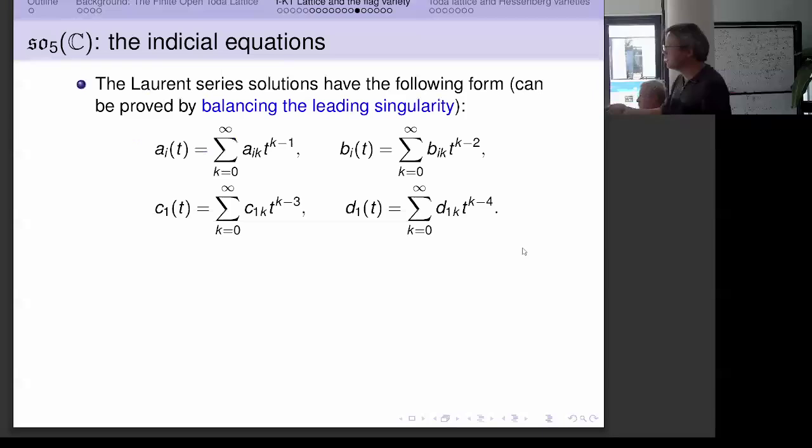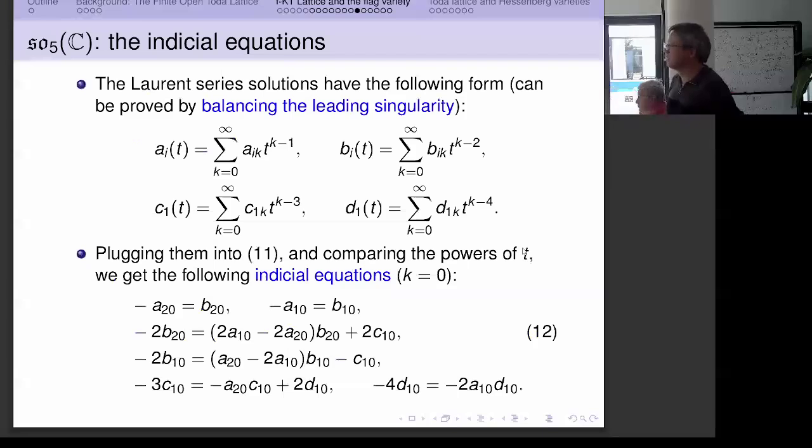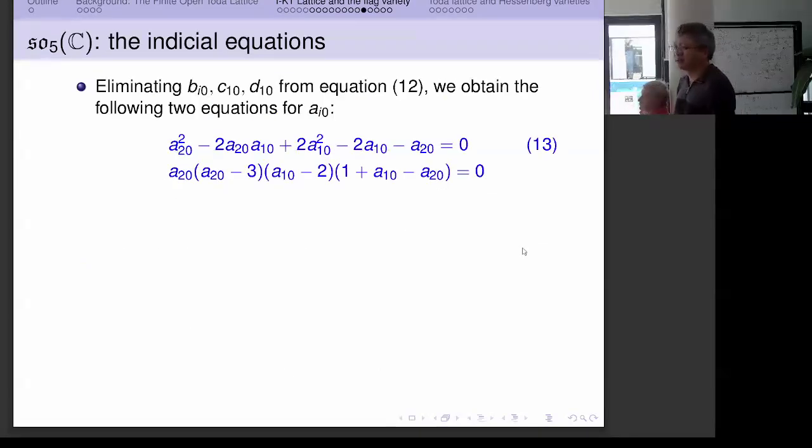In any case, if all this works, I just need to know A1 and A2. As I said, the A's have at most simple poles, and these are the leading coefficients that we need to solve. You can see that they are nonlinear equations, but you can reduce equation 12 to two nonlinear systems. One of them is degree 2, and the other is degree 4. So you expect 8 solutions. That's exactly the number of Weyl group elements for SO5.